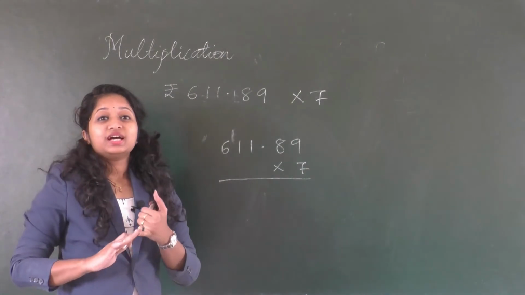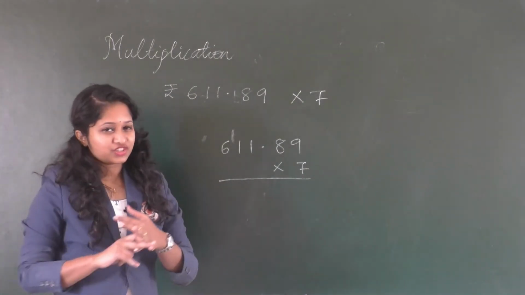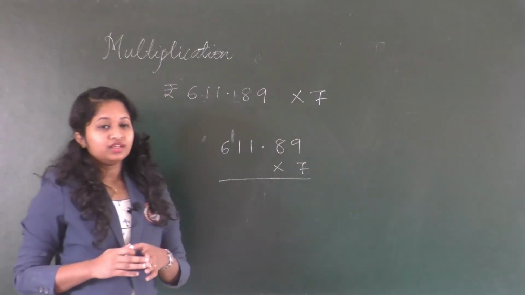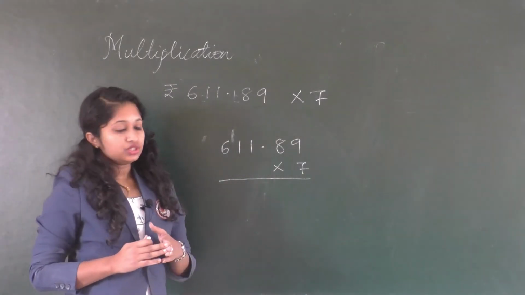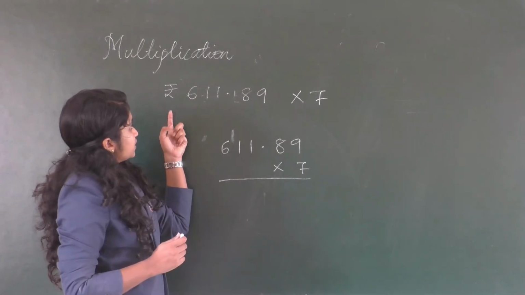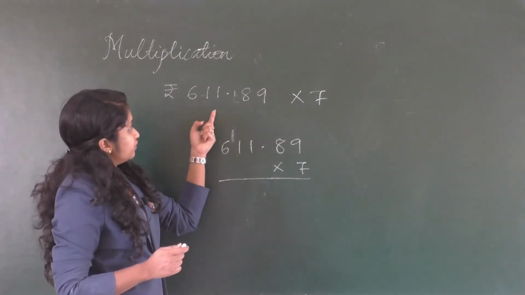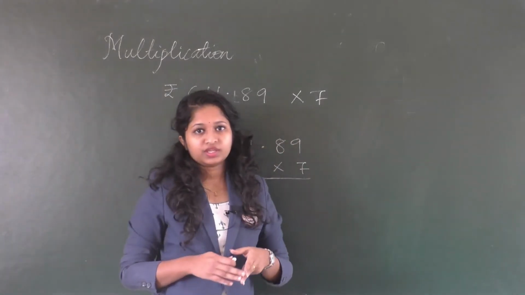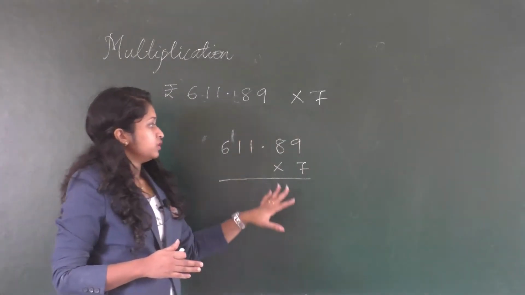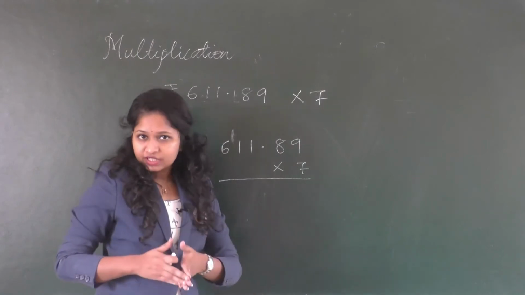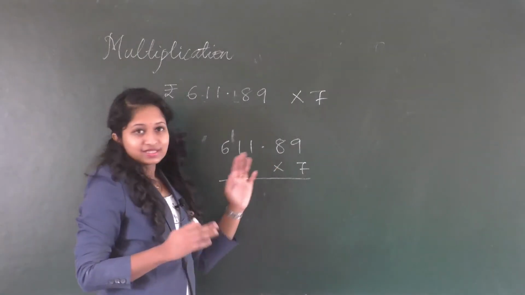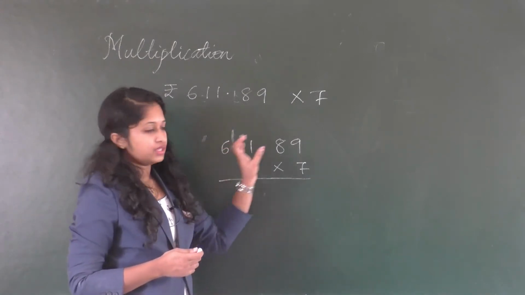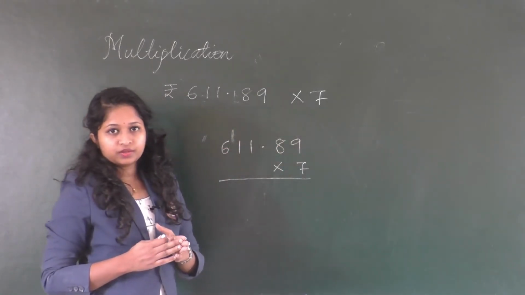We learned about addition as well as subtraction. Now let's move on to multiplication. Here I have a question. Rupees 611.89 paise into 7. So we can do as normal multiplication itself. So let's start. Here this is the part for rupees and this is for paise.